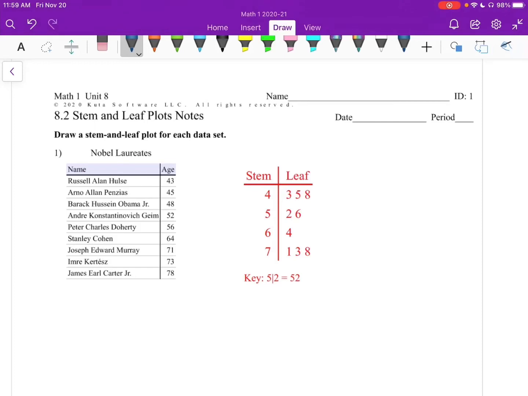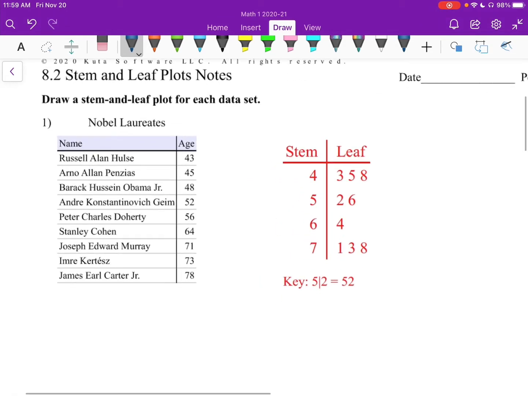All right, Math 2, Unit 8, Section 2. Now we're talking about stem and leaf plots. So to begin this, I thought it would be beneficial to just look at a stem and leaf chart or plot. And this is what that is. This is actually the answer to number 1.